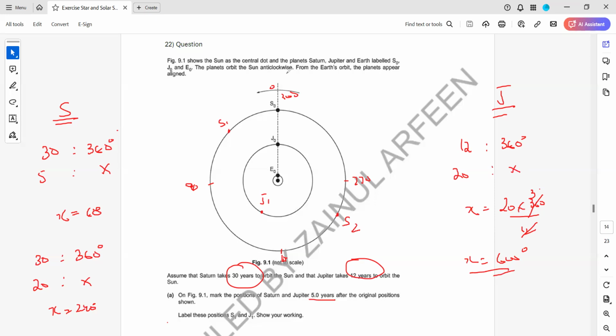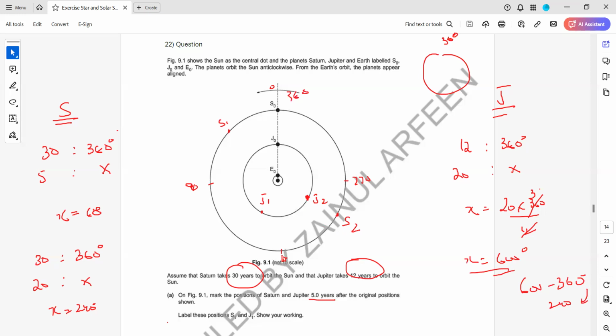Once it completes one revolution, which is 360 degrees, how much extra will it cover? So if we do 600 minus 360, we get how much more angle. So again it will be 240. So the position of Jupiter will be J2, in the same line as S2. So if we observe from the Earth, we'll see that Saturn and Jupiter are aligned after 20 years.